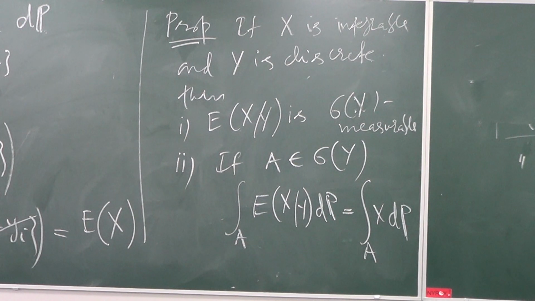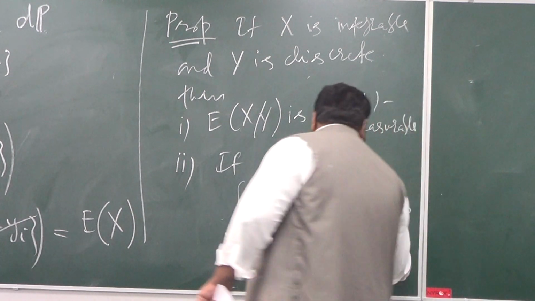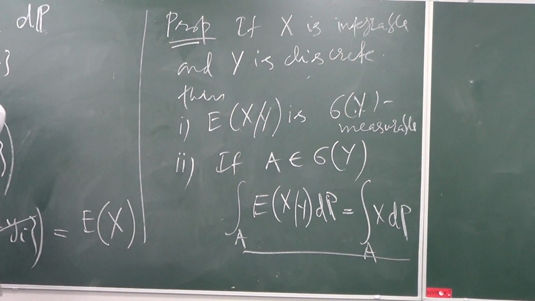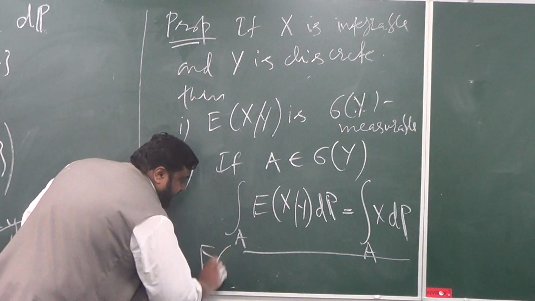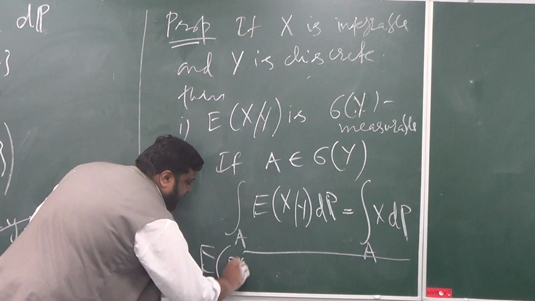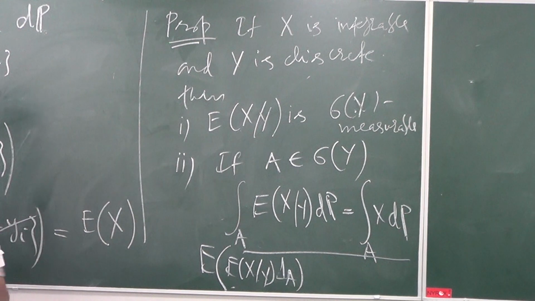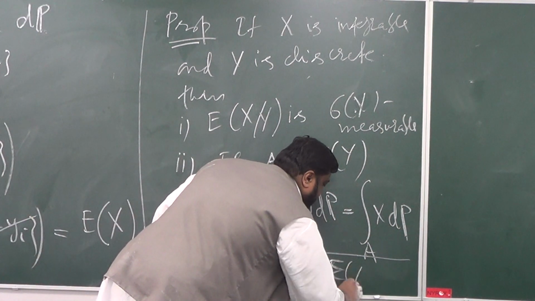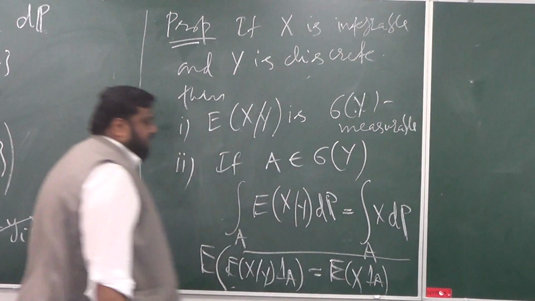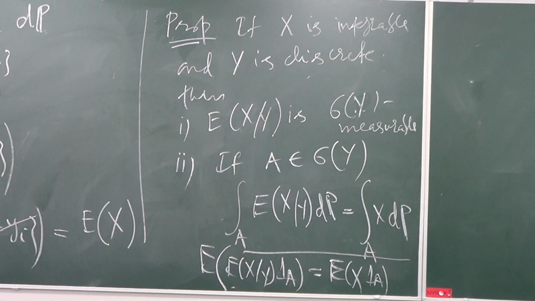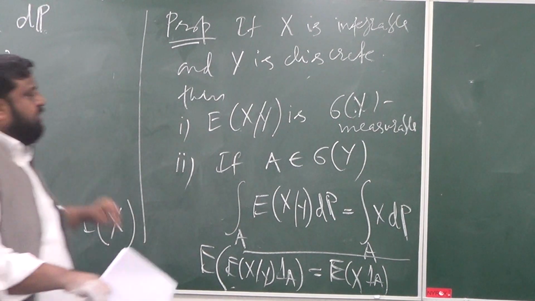Alright, so let's prove both of these properties. These two properties are very important. By the way, what would be another way to write this identity in terms of expectation? I can also write this as the expectation of x given y multiplied by the indicator function of A is equal to the expectation of x multiplied by the indicator function of A. This is another way to write it. Anyway, let's prove the first property.